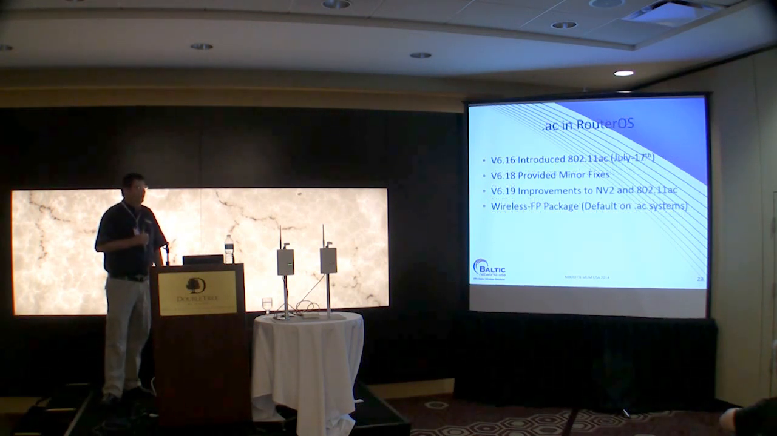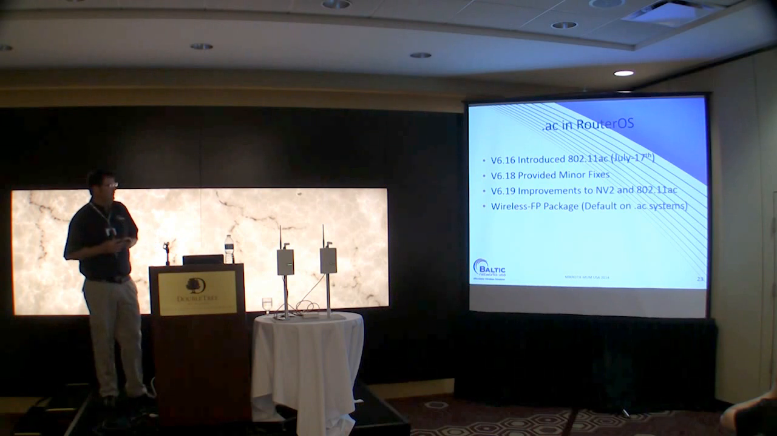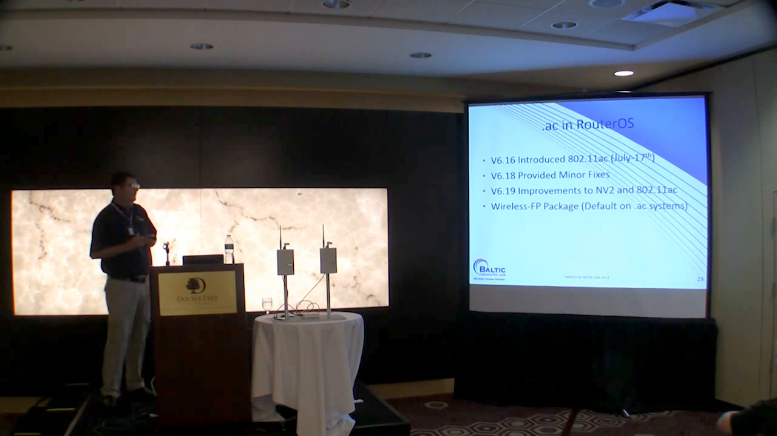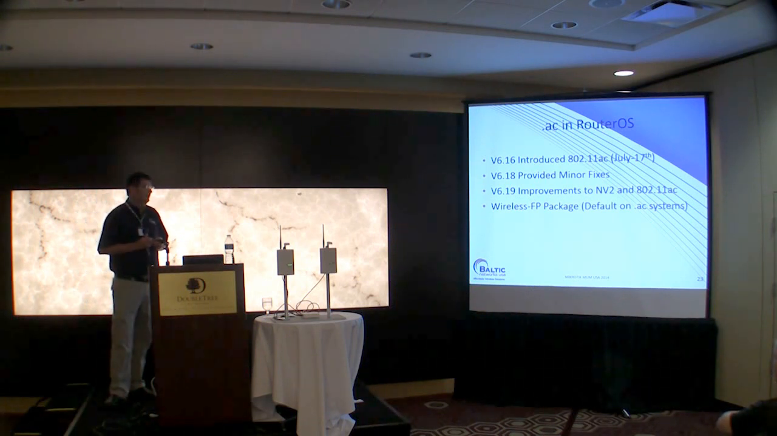So version 6.16 introduced 802.11ac. It was just July 17th, not long ago, so it is considered very new. They released version .18, which provided some minor fixes, and finally .19, which is the current shipping release, had improvements to the NV2 and AC protocol stack. So if you are playing around with this, you want to make sure you're running .19. That is in the wireless FP package. FP stands for fast path, and we'll talk about that here in a little bit. But that is the default wireless configuration on AC systems.